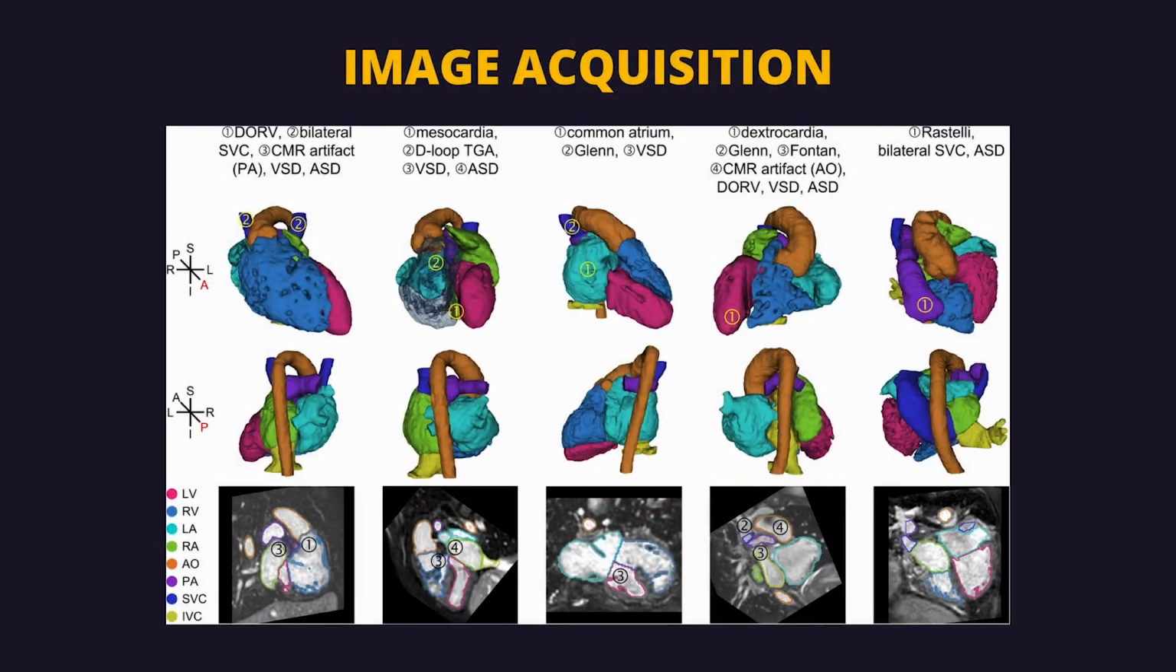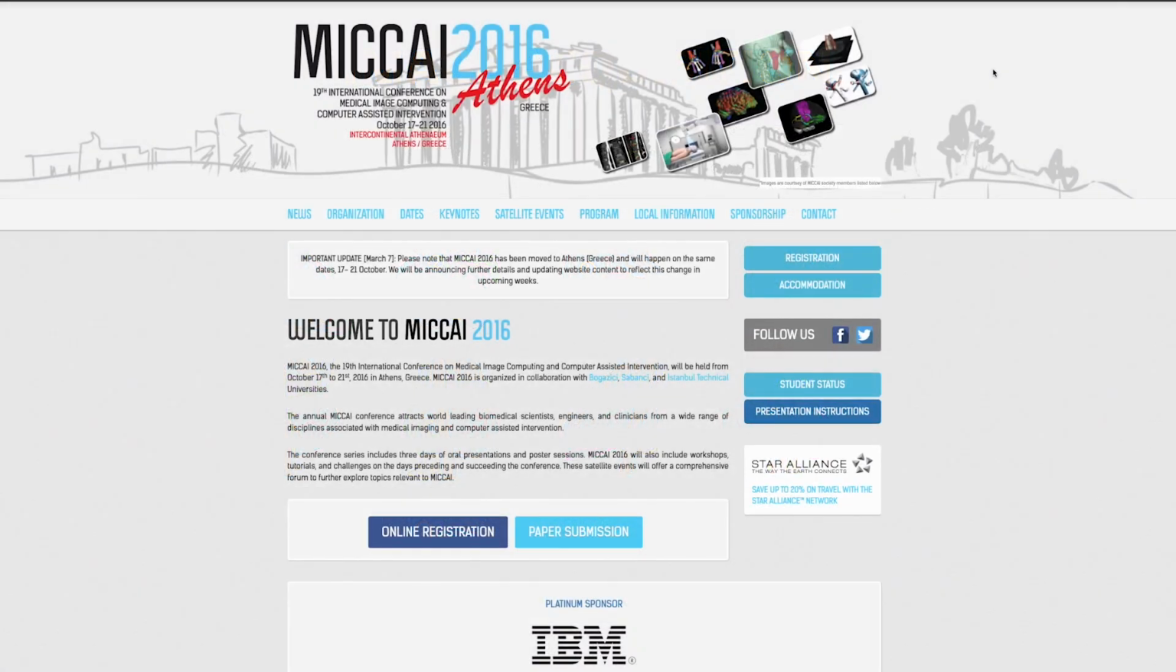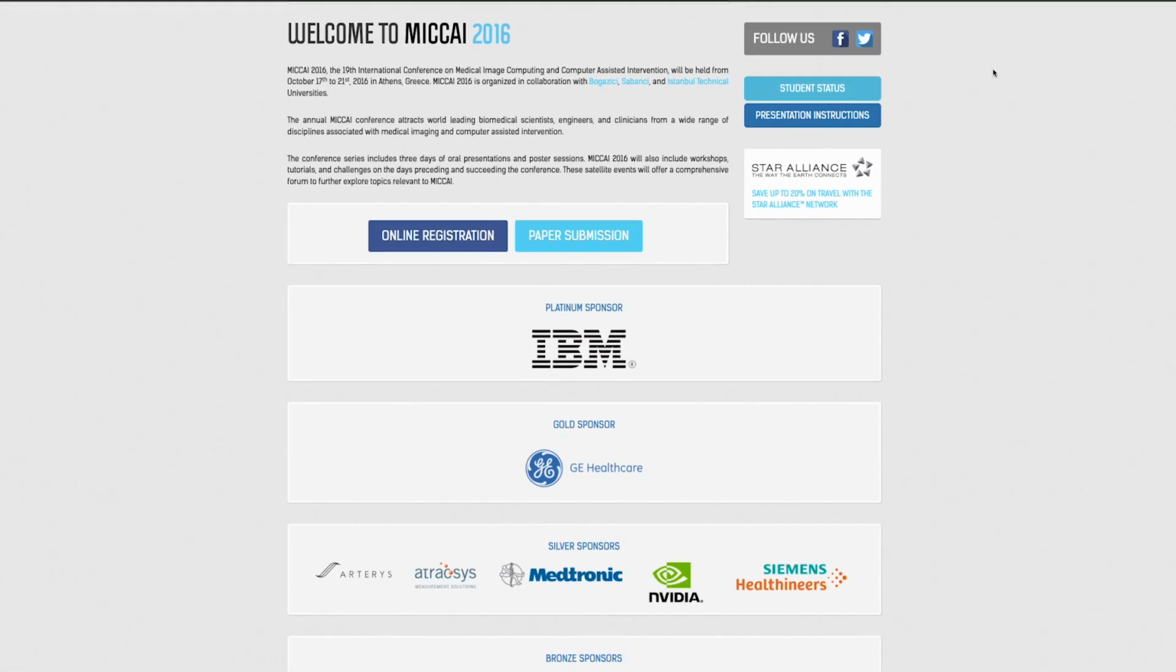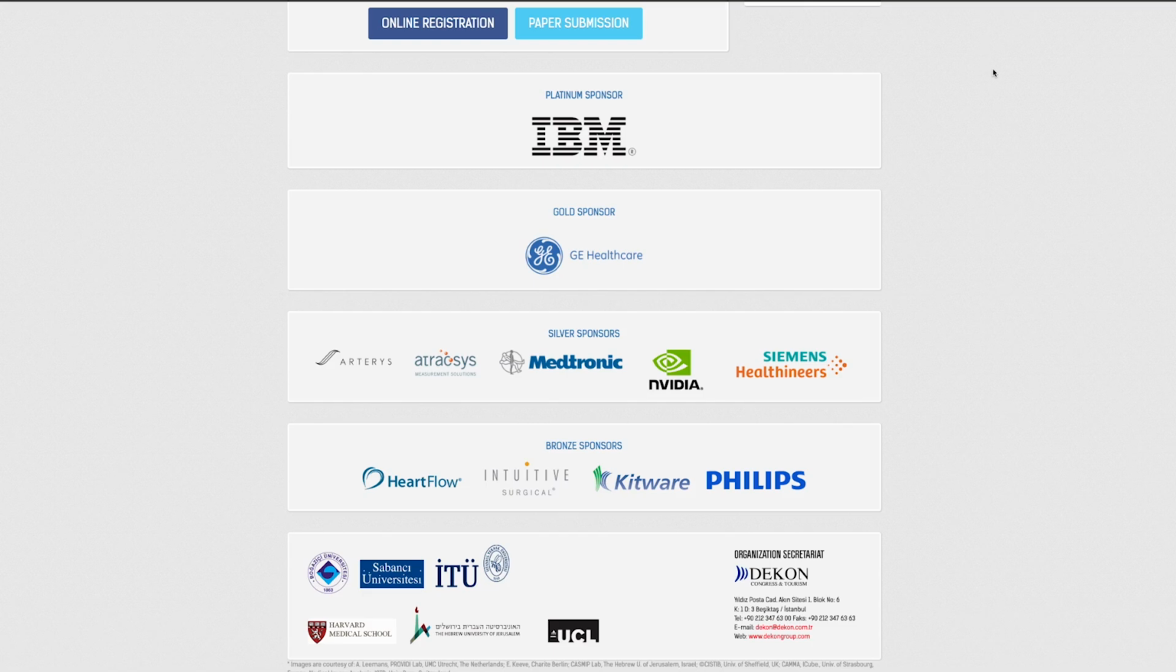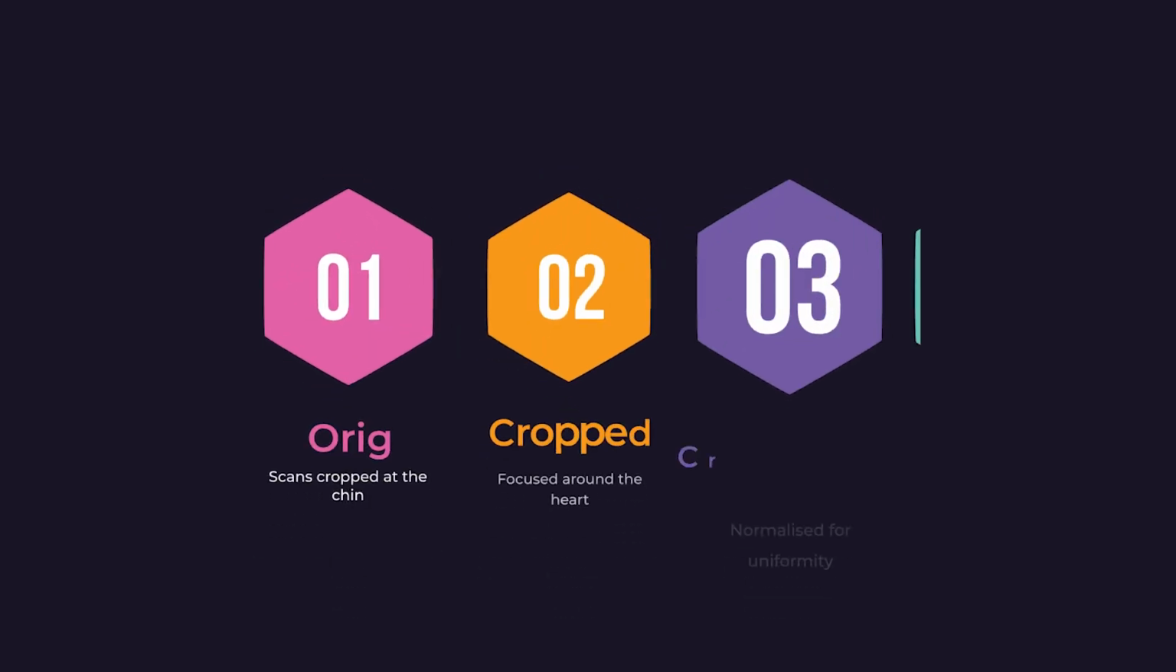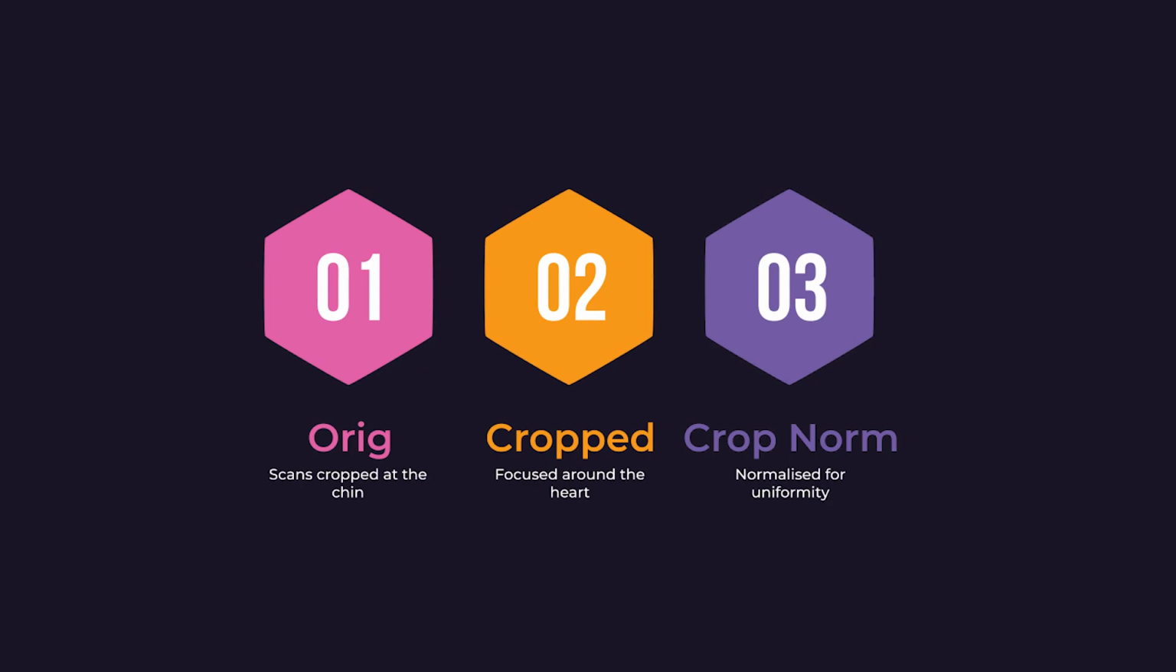The images in this dataset capture static, high-resolution snapshots of the heart, offering detailed visualizations of its anatomy. The first 20 images originate from the original HVSMR dataset, which was held as a challenge at the 19th International Conference on Medical Image Computing and Computer-Assisted Intervention, while 40 additional cases were curated to encapsulate a wider range of CHD subtypes. The dataset is structured into 3 versions: original, with scans cropped at the chin, cropped, focused around the heart, and cropped normalized for uniformity.